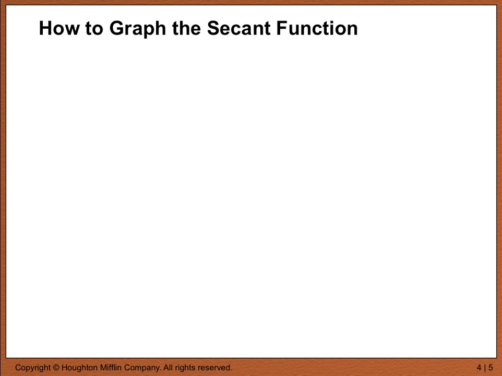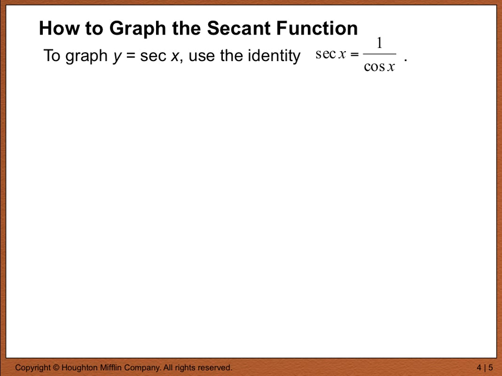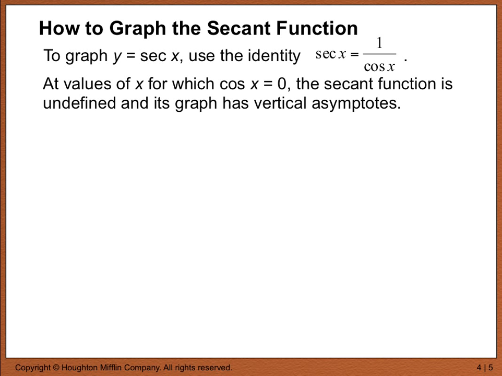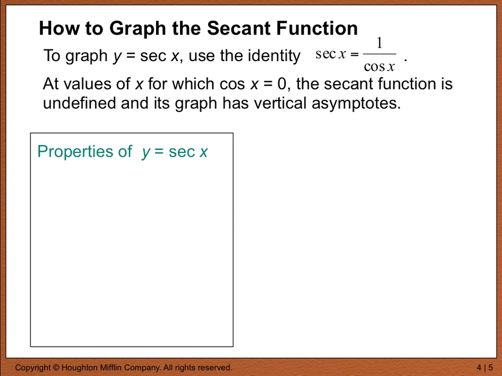How to graph the secant function. To graph y equals secant x, use the identity secant x equals 1 over cosine x. At values of x for which cosine x equals 0, the secant function is undefined, and this graph has vertical asymptotes. So let's look at the properties of y equals secant x just as we did for the properties of y equals cosecant x. Domain all real x such that x is not equal to k pi plus pi over 2. You don't have to worry about that if it looks confusing, because once you graph it becomes pretty apparent.